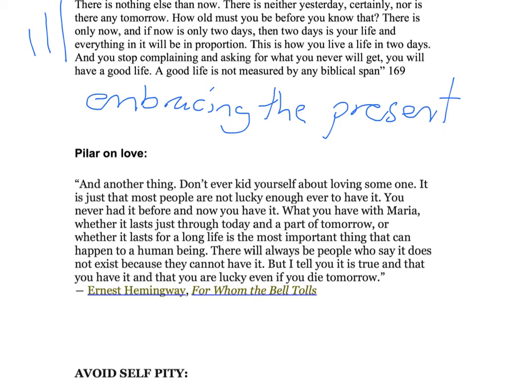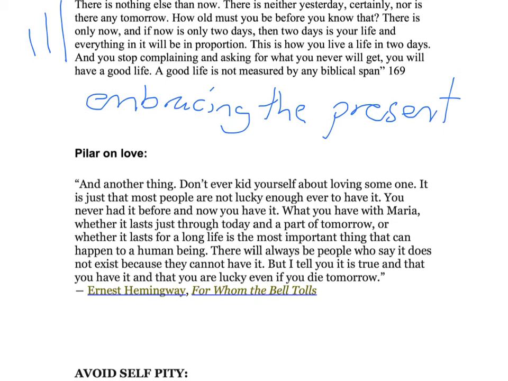What you have with Maria, whether it lasts just through today and part of tomorrow, or whether it lasts for a long life, is the most important thing that can happen to a human being. There will always be people who say it does not exist because they cannot have it, but I tell you it is true, and that you have it, and you're lucky even if you die tomorrow.